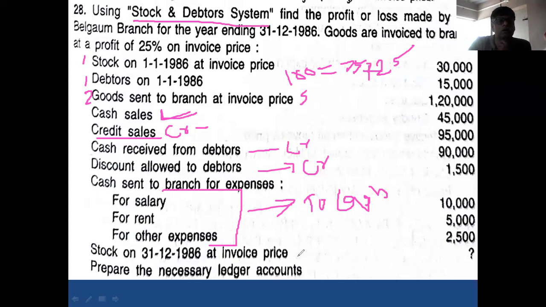Then stock on 31st December is on the branch stock account credit side, and you have to find the answer. And prepare the accounts. So the first account you prepare is the branch stock, where you write the items related to goods.